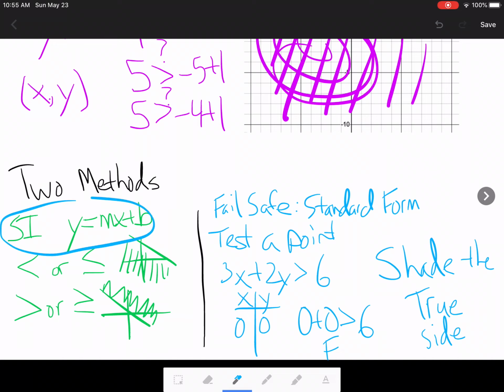If we're in slope-intercept form, it's simply just taking a look at the inequality and recognizing it, and you can go above or below.